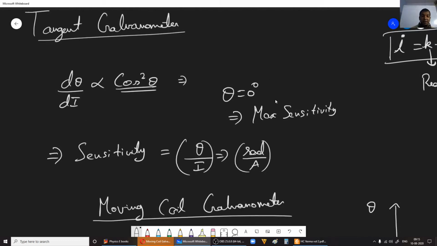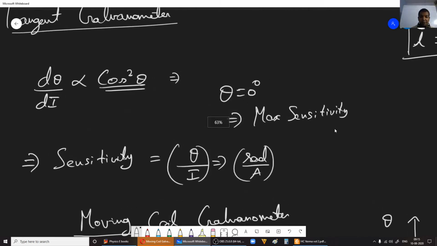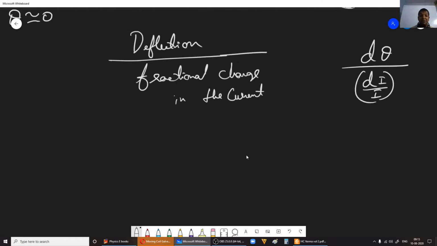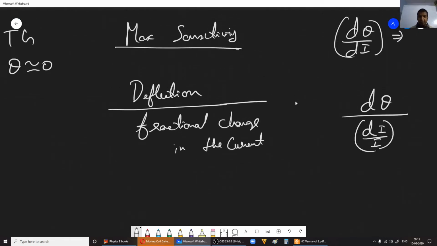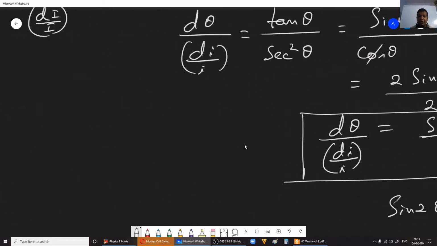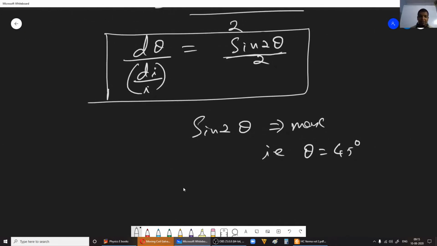So we'll say at theta equal to 0 degrees, you have maximum sensitivity. But since theta is equal to 0, it is of no use for us to determine the current using a tangent galvanometer, so we'll define sensitivity this way.